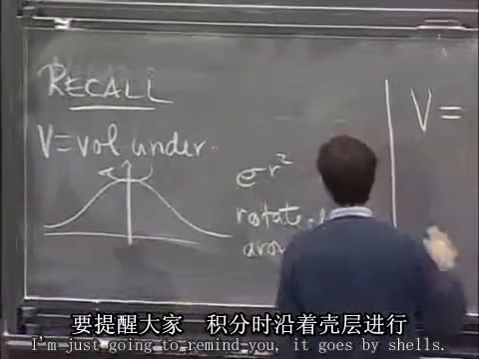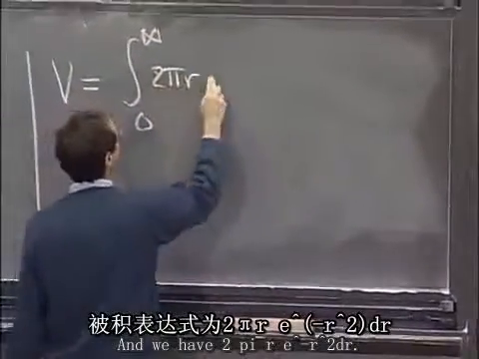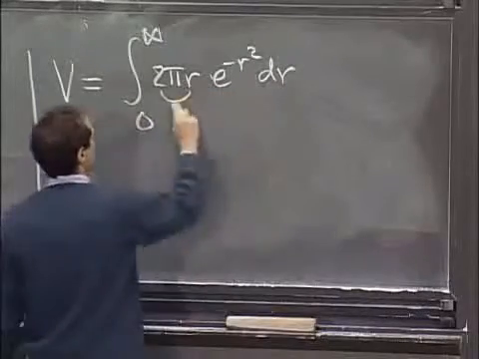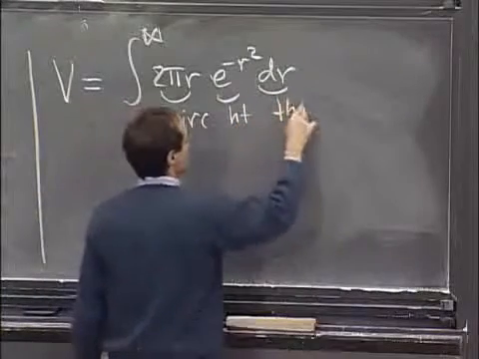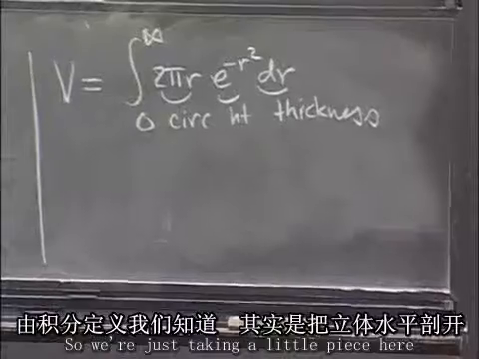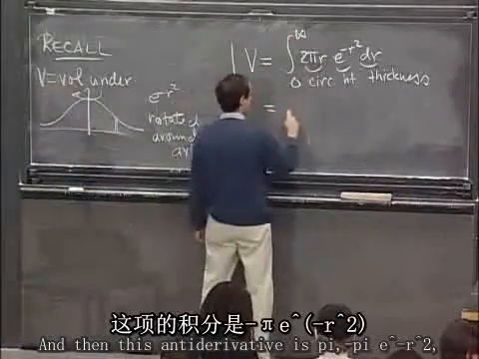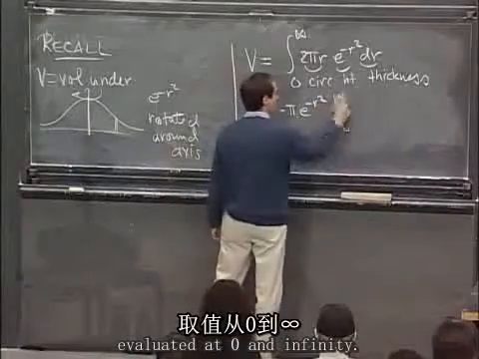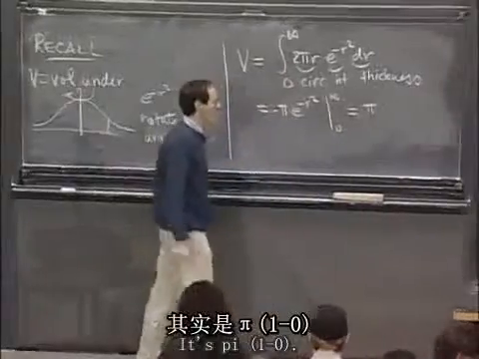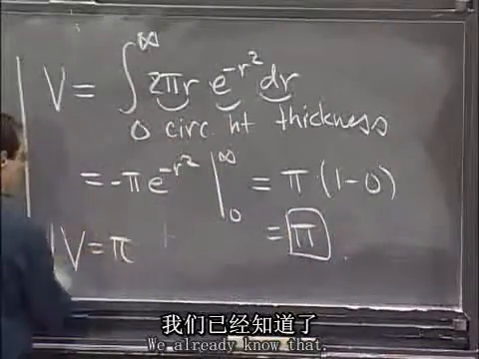I'm just going to remind you, it goes by shells. We integrate the whole range from 0 to infinity, and we have 2 pi r e to the minus r squared dr. So this, again, is the circumference of the shell, this is the height of the shell, and this is the thickness of the shell. Circumference, height, thickness. So we're just taking a little piece here and sweeping it around, and then adding up. And then this antiderivative is minus pi e to the minus r squared, evaluated at 0 and infinity. And we worked this out last time. This is pi times 1 minus 0, which is pi. So the conclusion is that V is equal to pi. We already know that.